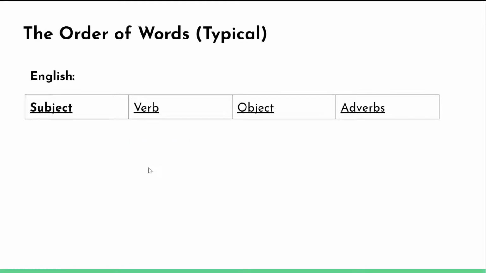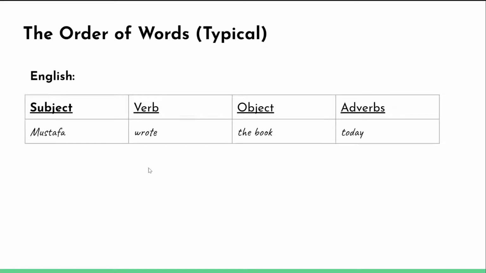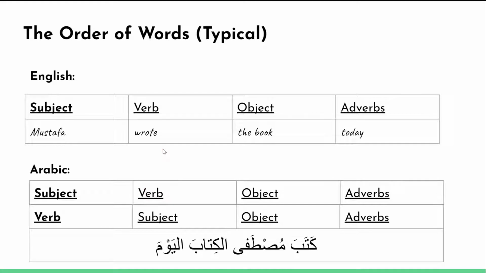So let's actually start off by talking about the order of words in a sentence. In English, typically when you write a sentence, the first thing that you write in the sentence is the subject. The subject comes first, then the verb, then the object, if there is an object, and finally you can add adverbs usually at the end of a sentence. So let's take a look at an example. Mustafa wrote the book today. The subject here is Mustafa, then the verb comes, and then you have the object, and then you have the adverb.